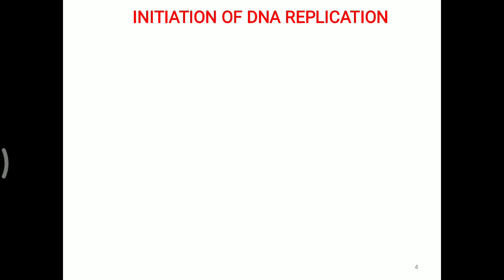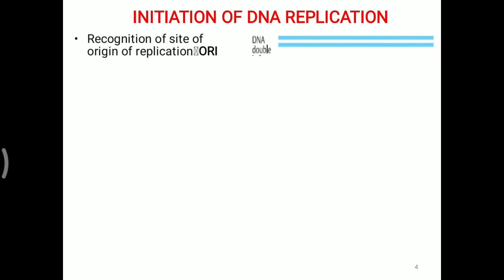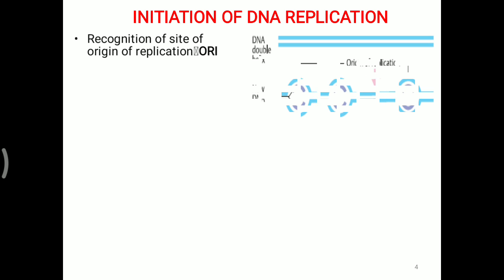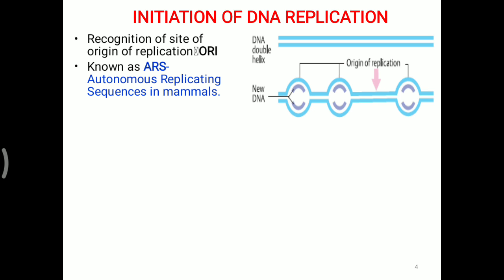The next step is initiation of DNA replication. First we have to identify from where the replication will start: recognition of the site of origin of replication, called the ORI. In the DNA double helical structure, a particular site is identified, and that site is the ORI, the origin of replication. In mammals it is known as the ARS, the autonomous replicating sequence. Mammals have multiple ORI sites, considered ARS, autonomous replicating sequences.